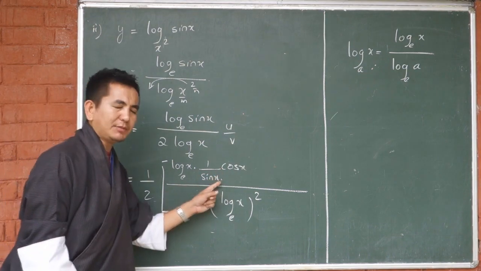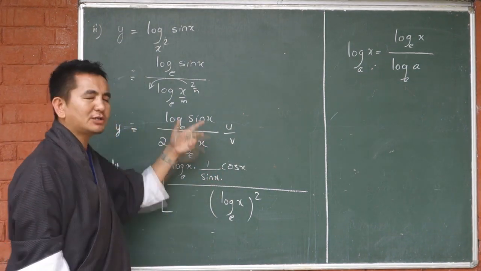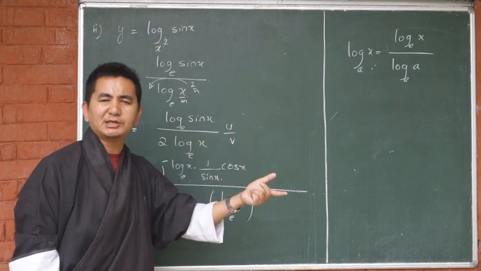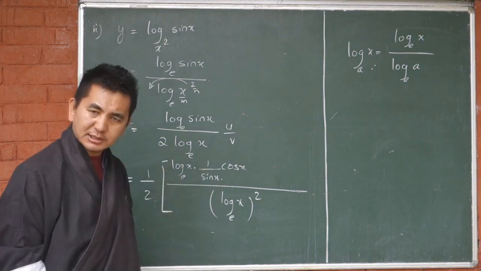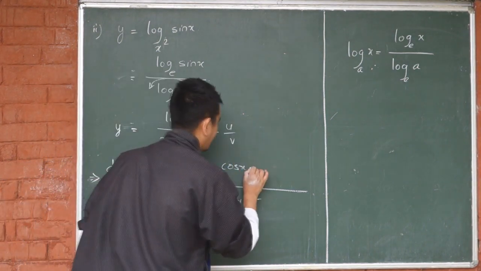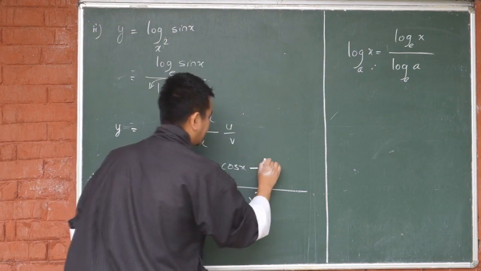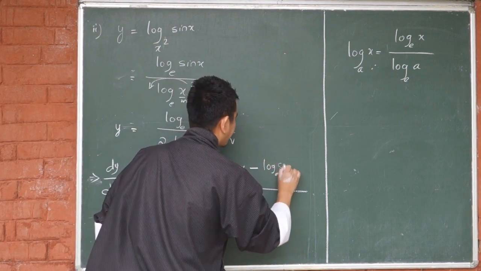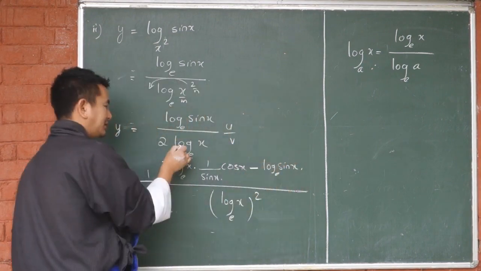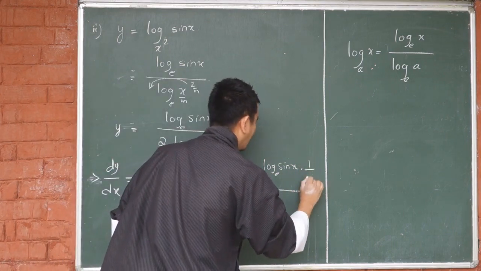Actually, no need to write every time this way. You can write directly. You know log sin x is 1 by sin x, derivative of sin x is cos x, so cos by sin x, you can directly write cot x if you want. But let's go with this way right now. Minus, now you keep this one as it is, log of sin x, but differentiate this log x: 1 over x.